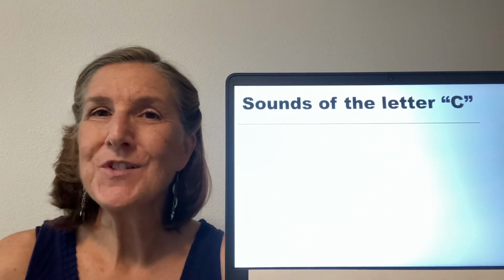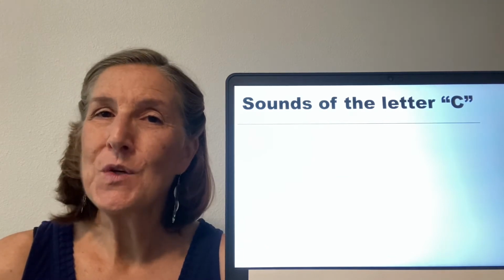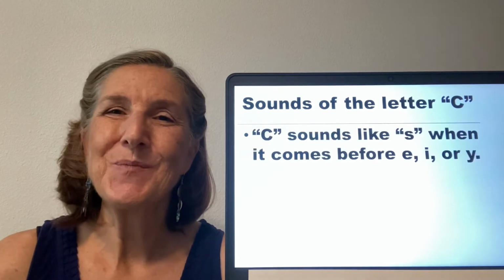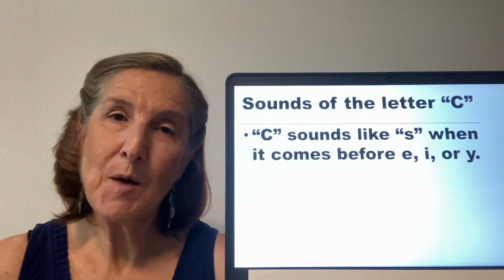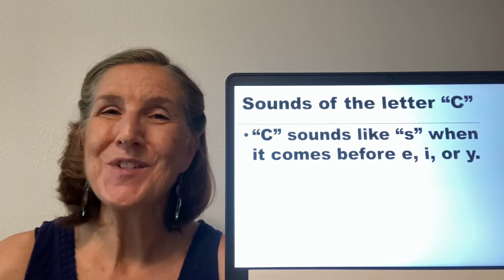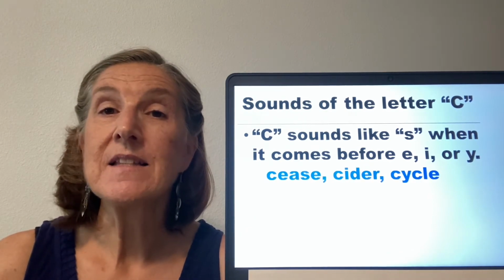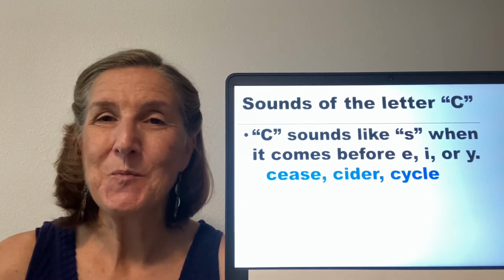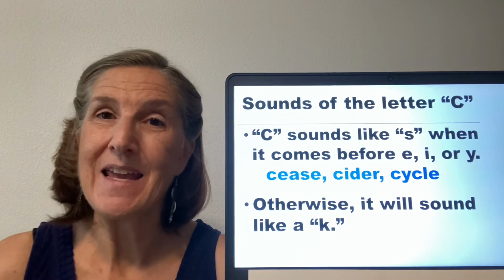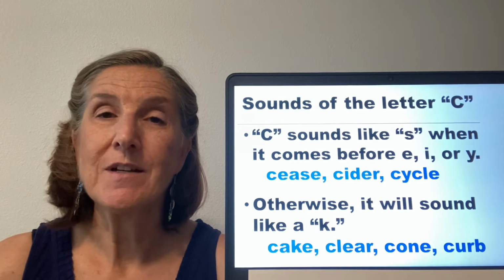So the letter C, we've seen that it can make an S sound. It can also make a K sound, K. How do we know which is which? Well, if the C comes before an E, an I, or a Y, it will sound like an S, as in the words cease, cider, and cycle. If the C comes before any other letter, it will sound like a K, as in the words cake, clear, cone, and curb.